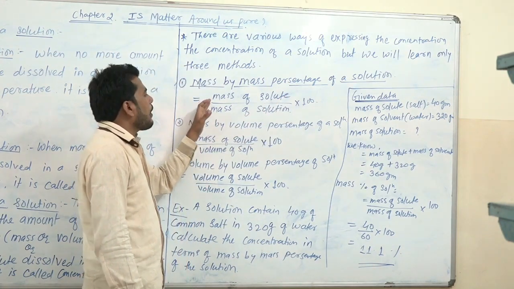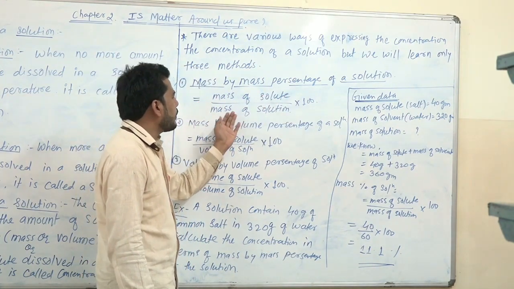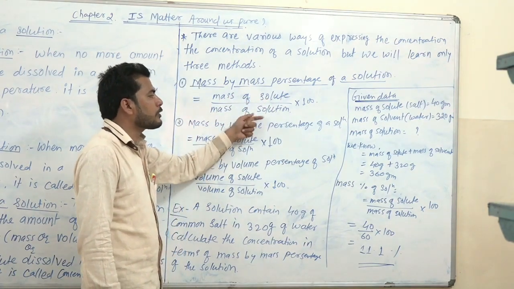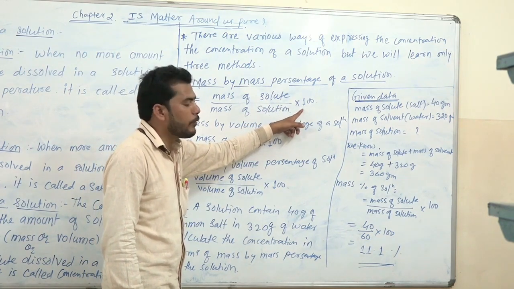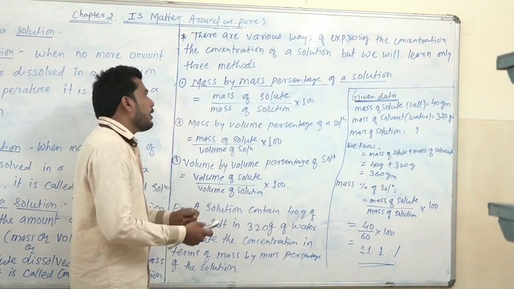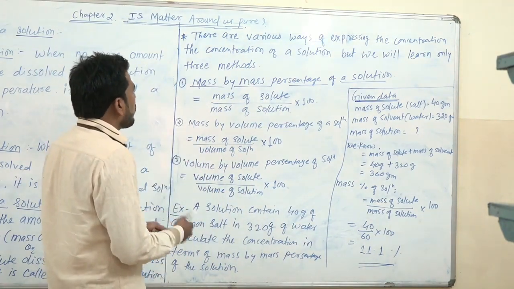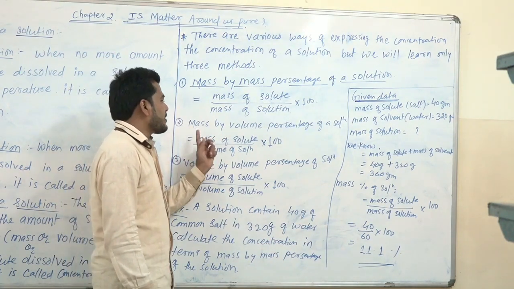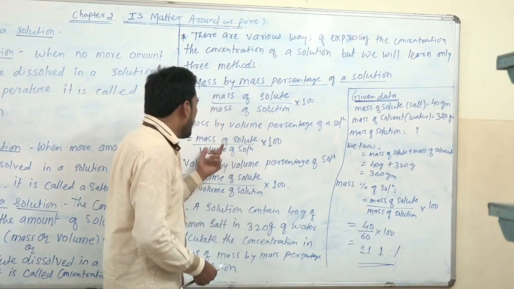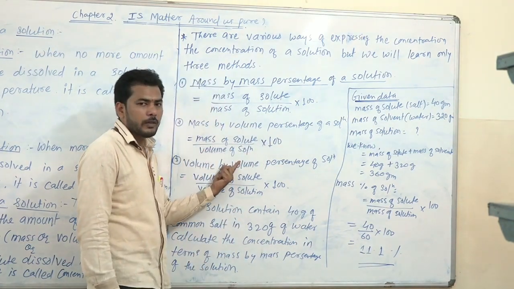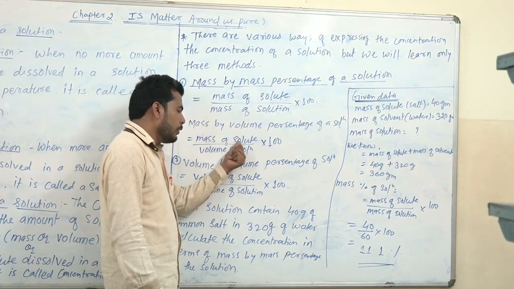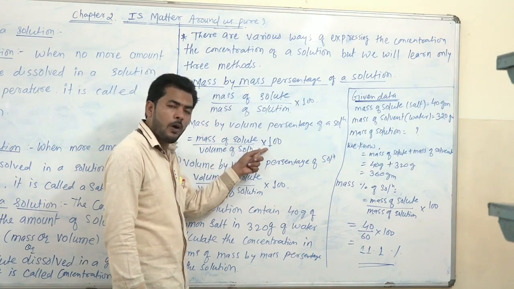So the formula we have: mass of solute divided by mass of solution, into 100. How can we calculate the percentage? By multiplying by 100. Another way to determine the percentage of the solution is the second method, mass by volume. It means mass of solute divided by volume of solution, into 100.